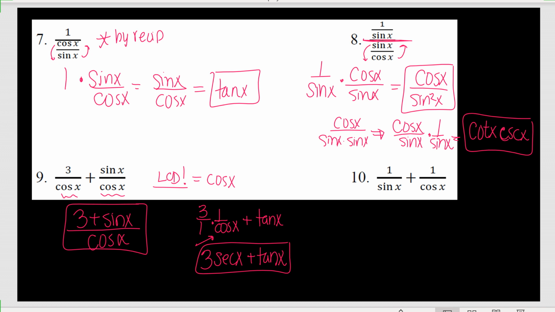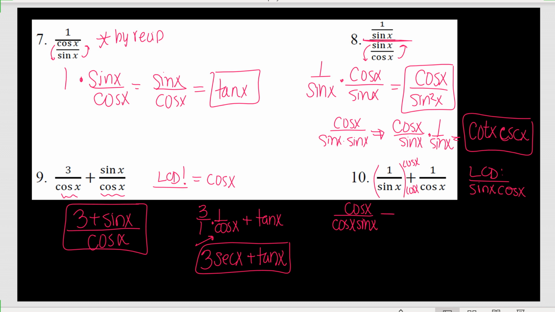Number 10, 1 over sine of x plus 1 over cosine of x. Again, I've got to have a common denominator for those two fractions to be added together, and I'm going to need both a sine of x and a cosine of x multiplied together for the common denominator. So that first fraction, 1 over sine of x, has to get multiplied by cosine of x in the numerator and denominator, giving us cosine of x over cosine of x sine of x.